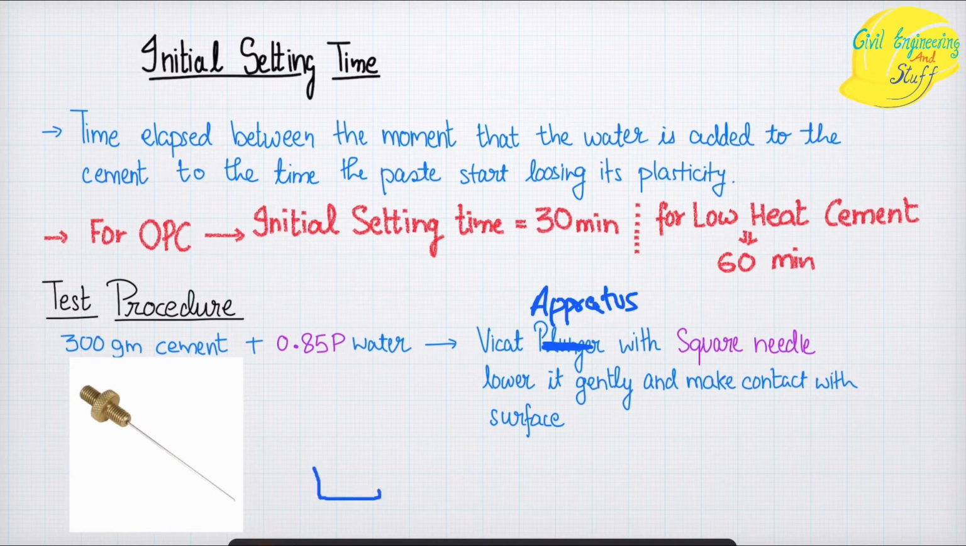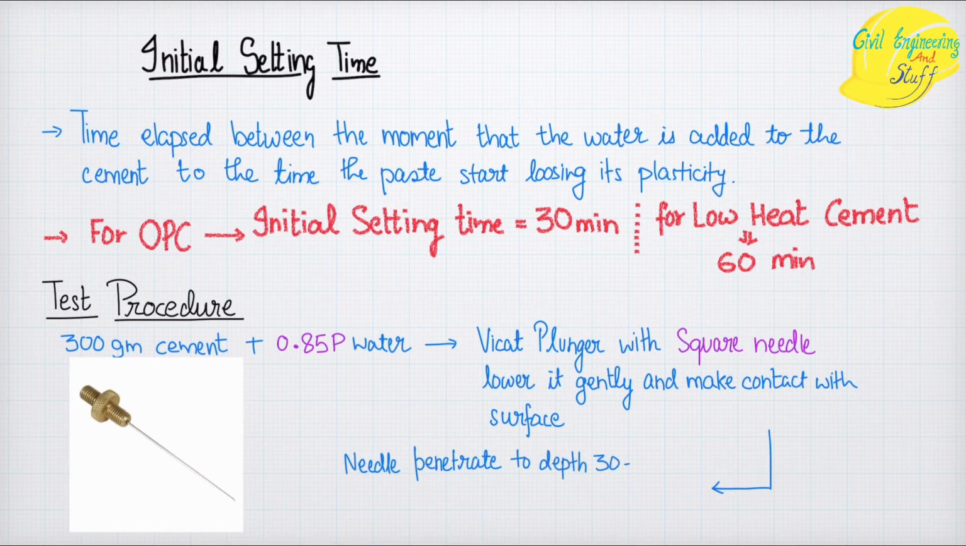We take the paste, fill it in the bowl, right? Fill it in the bowl, and take this needle and touch it to the surface of that paste. After that, the needle is dropped. All right. After this, the needle is allowed to free fall.